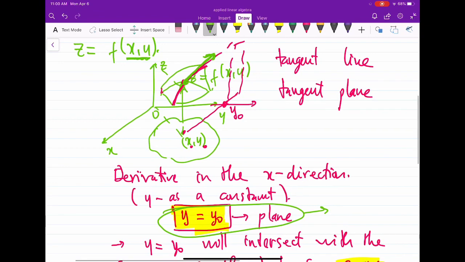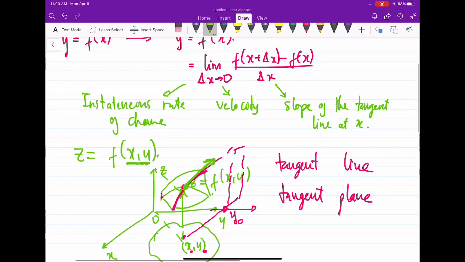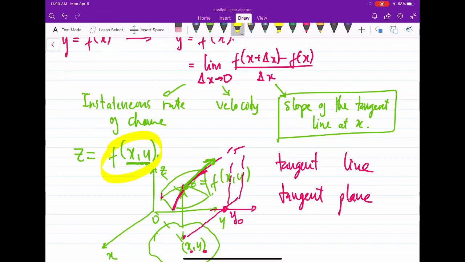And as we mentioned previously, the slope of that tangent line is the derivative with respect to x. Is that correct? Because in this case, you already fixed y. So that is the partial derivative of f with respect to x.